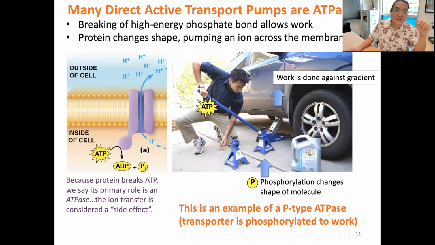All right. So many direct active transport pumps are what we call ATPases. In other words, they bind ATP and they break ATP. They break an inorganic phosphate off.